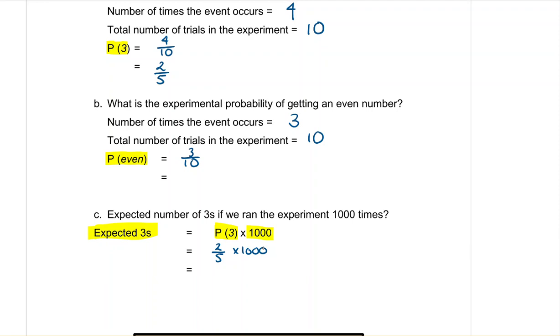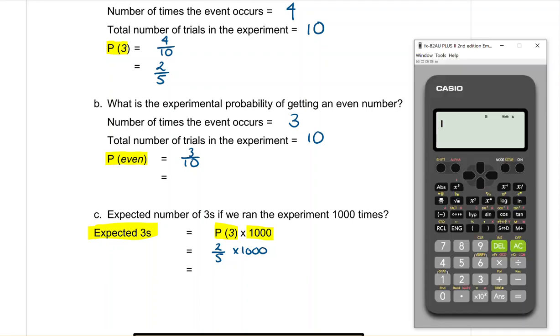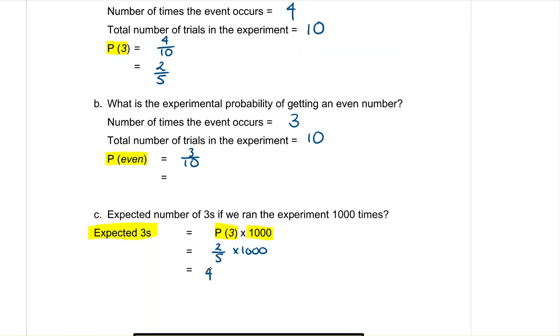Okay, now you can use your calculator for this part. You don't need to do that in your head. So you type in 2 over 5, and I want to times that by 1,000. And that means that there is 400 times that you would expect to get a 3 if you spun that spinner 1,000 times. Okay, remember that expected one often catches a few people.